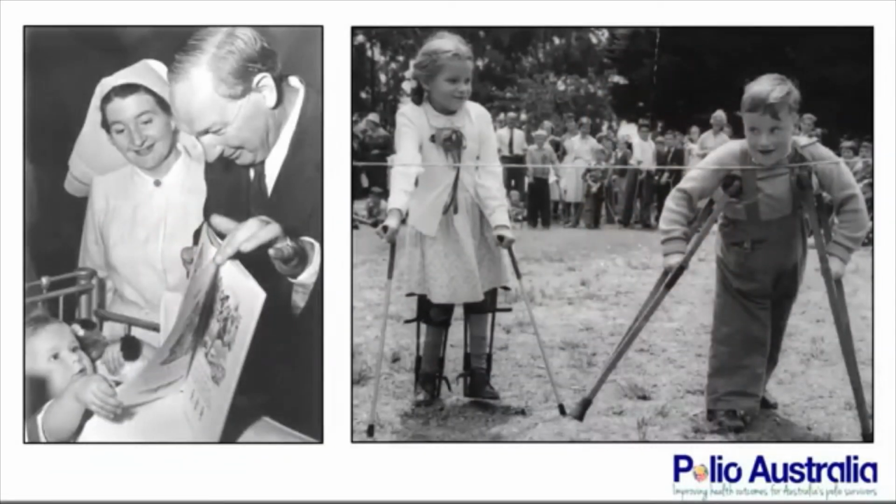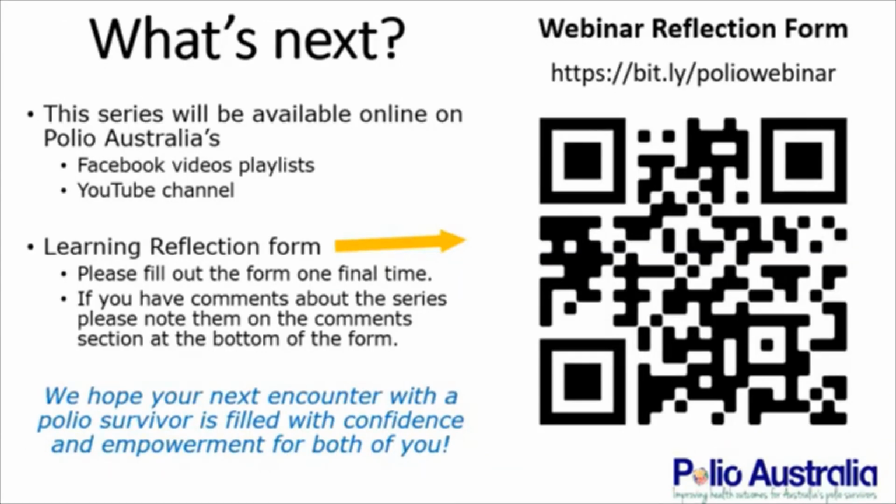So for the final slide here, what will happen with this series? We're certainly going to keep it in Polio Australia's Facebook videos playlist page. We'll look to shift it to our YouTube channel as well. Our learning reflection form we're going to keep online for a year or so at least, so that when you're going through these, you can bounce to and from that. It really connects the different webinars together to make it a series. So that's why we utilize that.